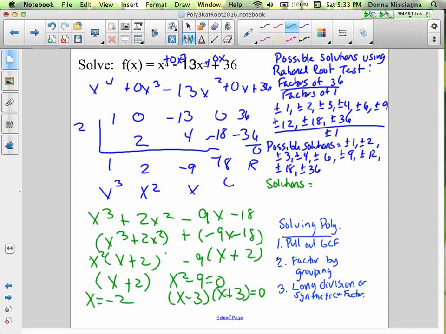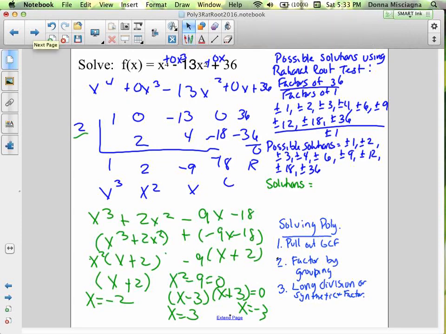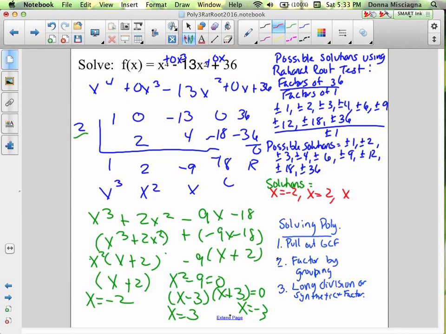So our solutions, we have x equals negative 2. We have positive 2 up here. We have x equals 3 and x equals negative 3. Right? So let's write our solutions. So x equals 2, negative 2, x equals 3, and x equals negative 3.